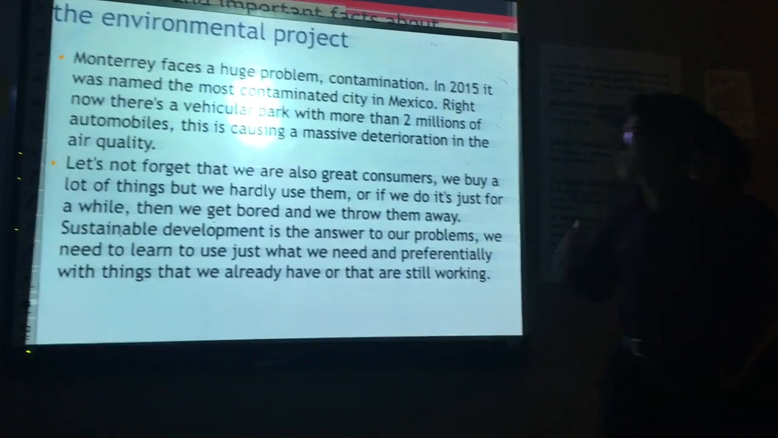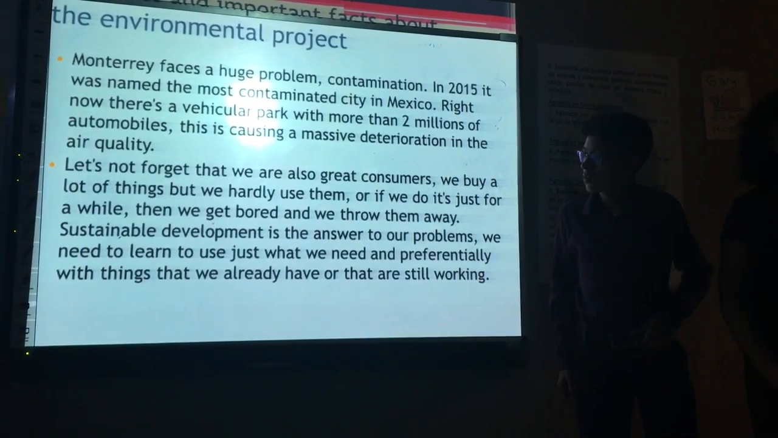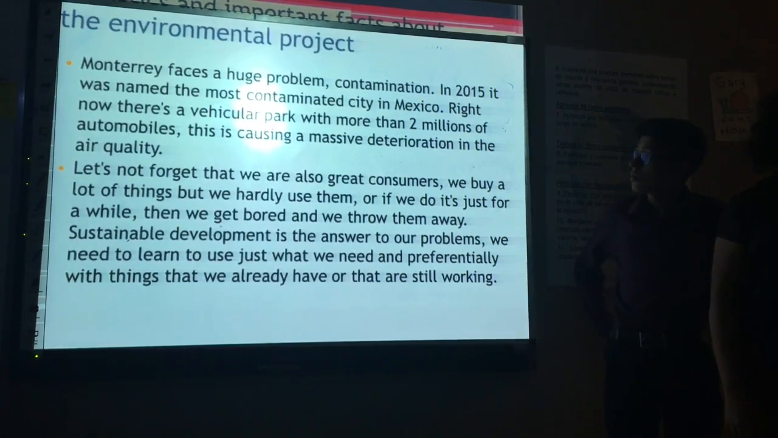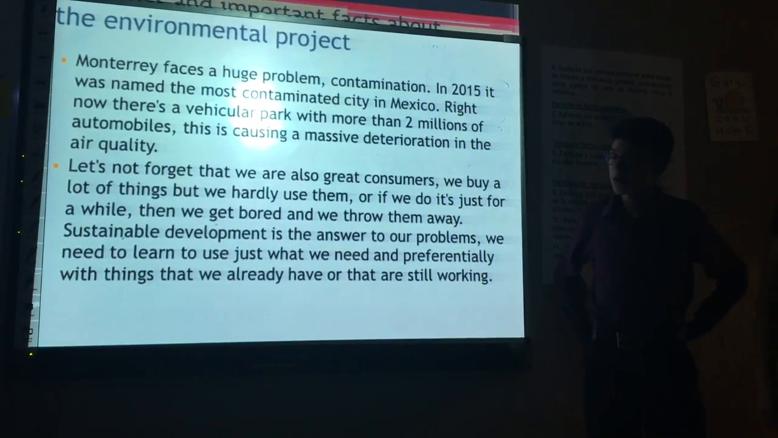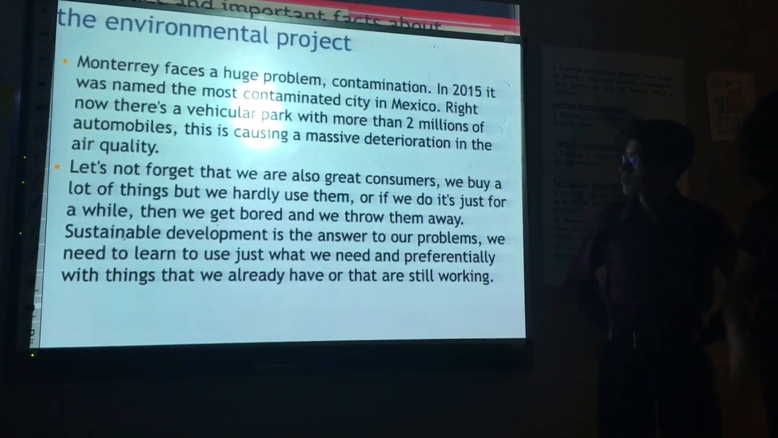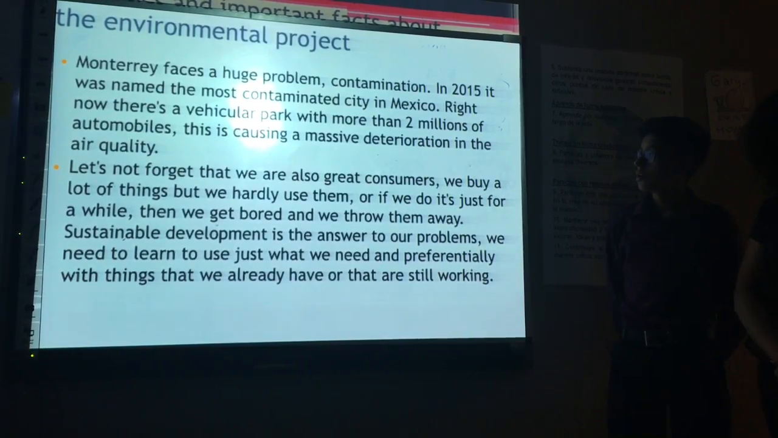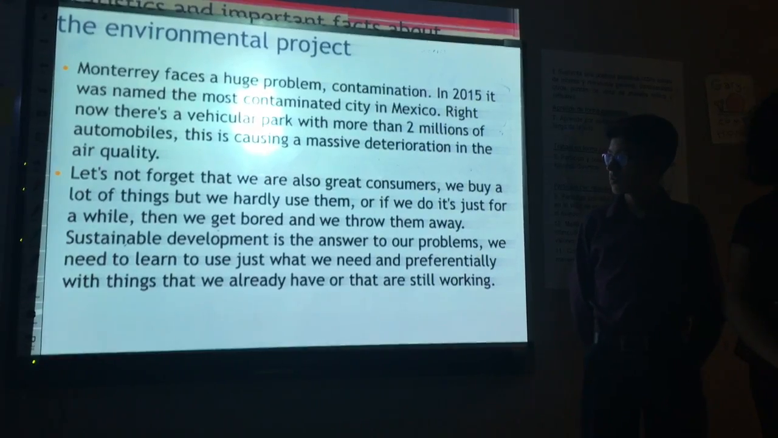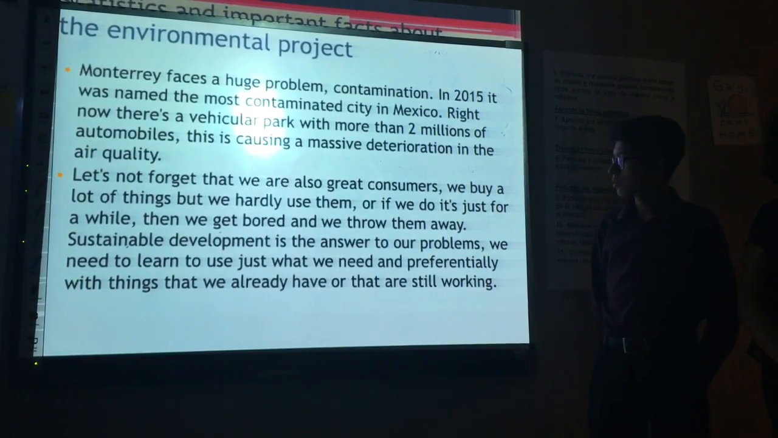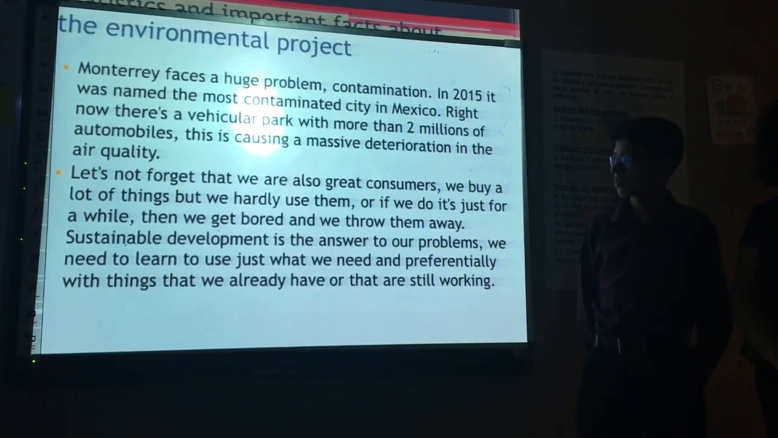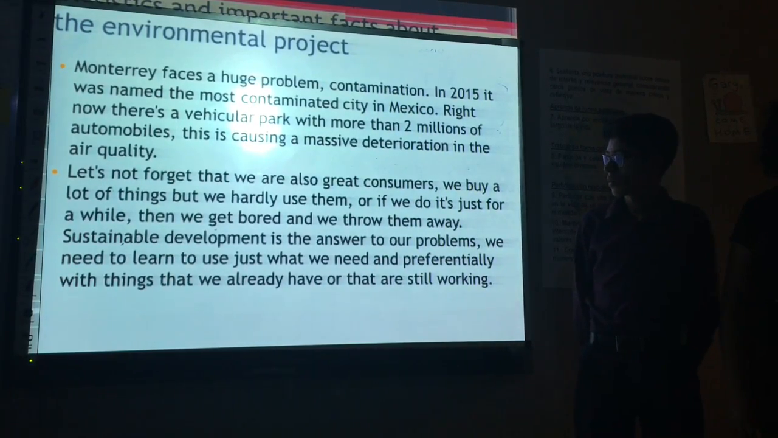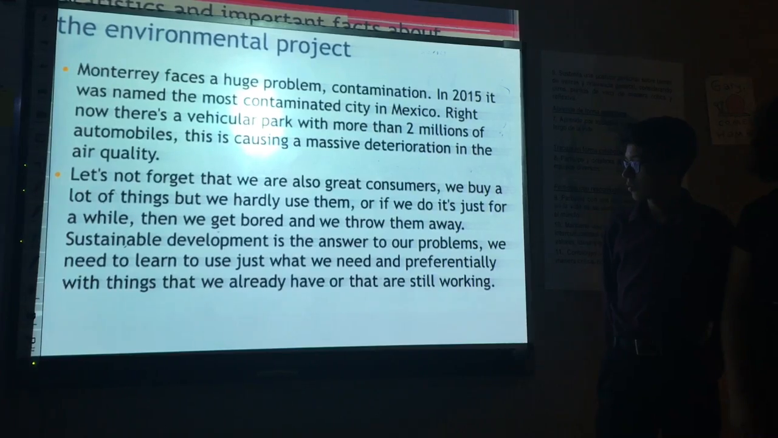Monterrey faces a huge problem of contamination. In 2015, it was named the most contaminated city in Mexico. Right now, there is a vehicular park with more than 2 million automobiles. This is causing a massive deterioration in air quality. Let's not forget that we are also great consumers. We buy a lot of things, but we hardly use them. Or if we do, it's just for a while, then we get bored and we throw them away.